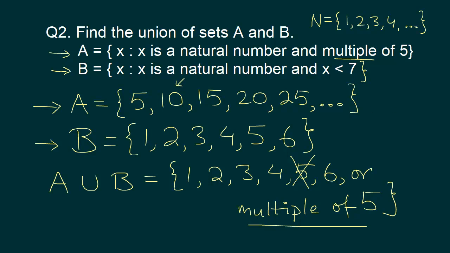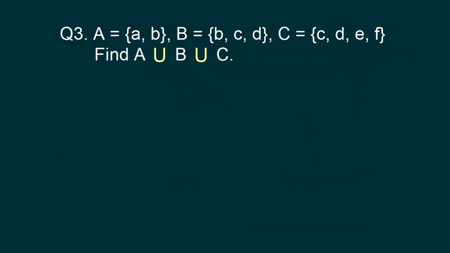Let's take a look at our next question. This time we are given 3 sets. How do we find out? So we are given a set A that contains elements A and B. Set B contains elements B, C, D, and set C contains elements C, D, E, F. So how do we find out A union B union C?